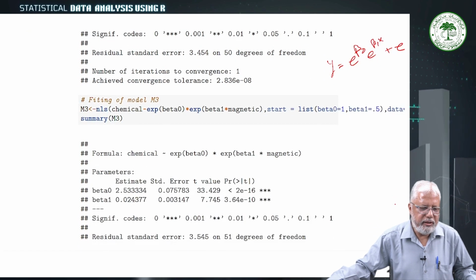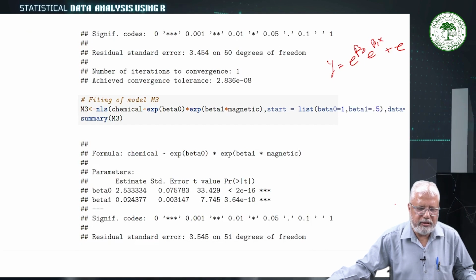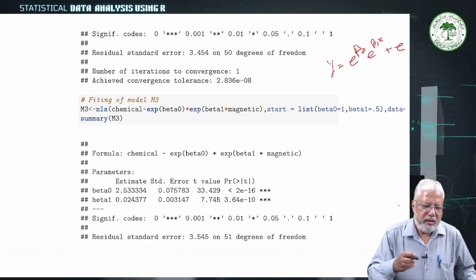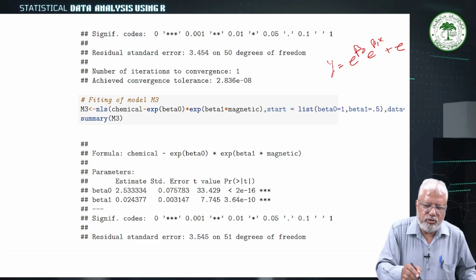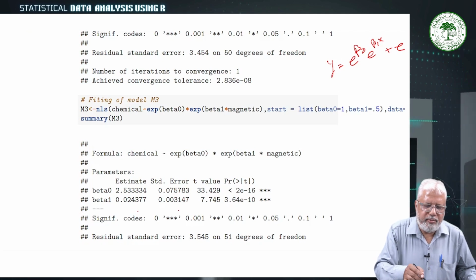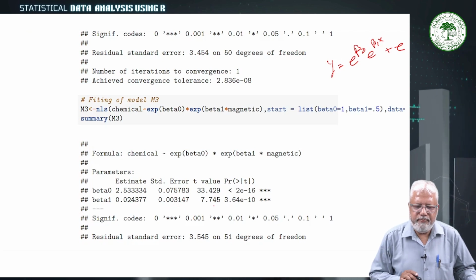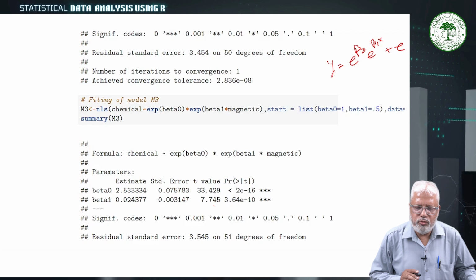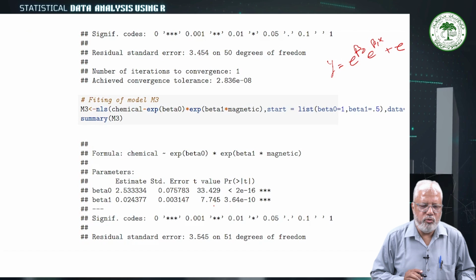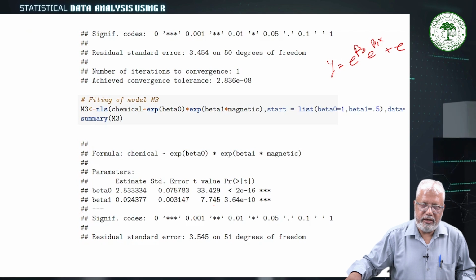the results beta naught 2.5 and beta 1 0.0247. Standard error is 0.075. So, if we divide this estimate 2.5 divided by 0.07, the t value is 33, which is highly significant. Beta 1 0.027, standard error is 0.003. If you divide this by this, we get 7.45. So it is much greater than 2. So that means it is again a significant t ratio, significantly different from 0. So that means both beta naught and beta 1 are significantly different from 0.